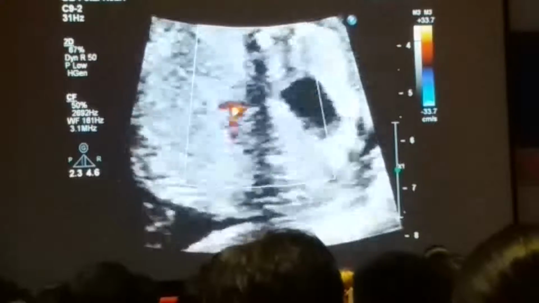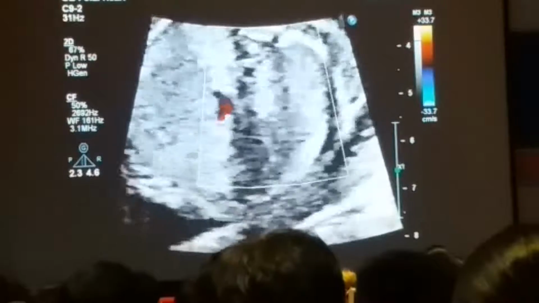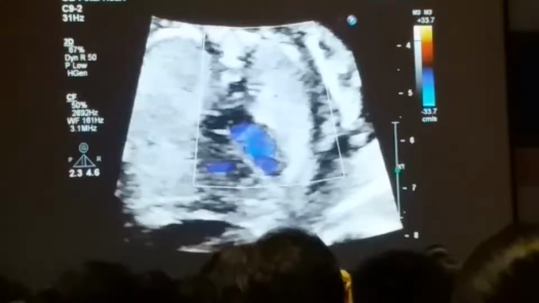That's the stomach. The stomach and the heart on the same side, which is always wonderful because it means situs solitus.